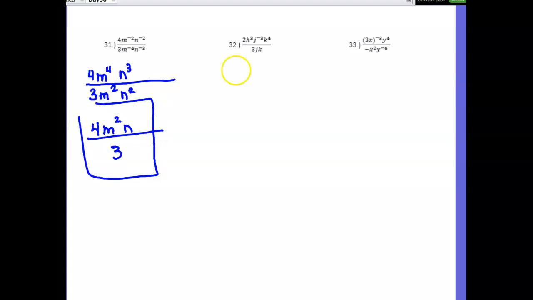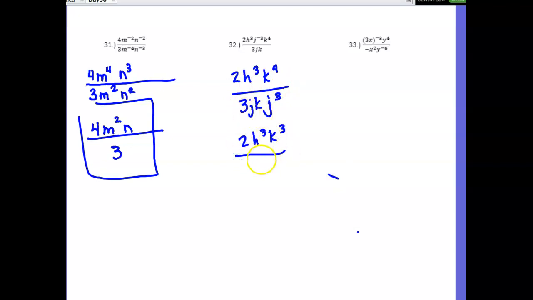Okay, 32, we'll have 2h to the 3rd, k to the 4th, and we're going to move that j to the 3rd down to the bottom, so we're going to write this as 2jk, j to the 3rd. And then when we combine, we've got 2h to the 3rd, k to the 3rd. That's going to be, we've got a 3j, and it will be to the 4th power.